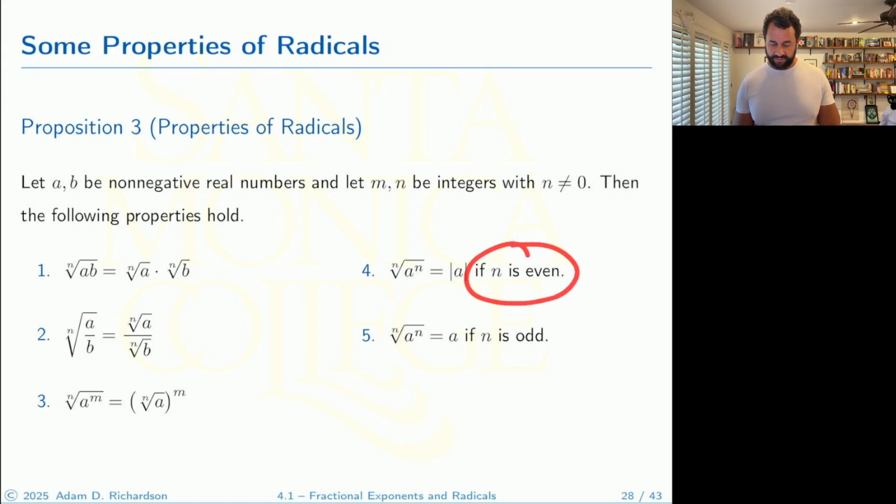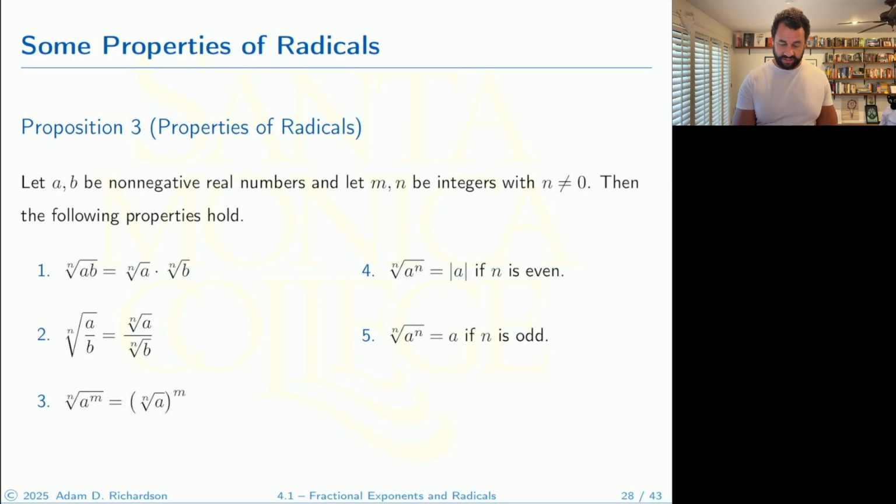If n is even, then the nth root of a to the n is actually the absolute value of a. So they're not just canceling out. That's why you've got to be careful. They'll cancel if n is an odd number. But if n is an even number, they won't just cancel. You're actually going to get the absolute value. In fact, this right here is an equivalent definition of absolute value.